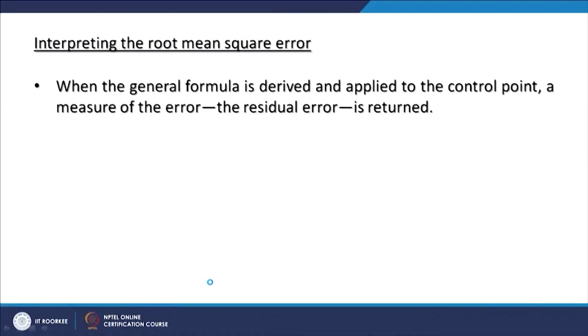After this we will get the statistical root mean square error, and we always try to keep it small. If I am handling an image of 10 meter resolution, then my error should be less than 10 meter. Then we call it within pixel accuracy. So one always tries, by choosing correct ground control points and an appropriate polynomial equation, to get this. In general, the general formula is derived and applied to the control points. A measure of error, that is the residual error, is returned.